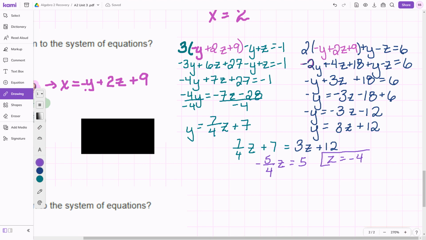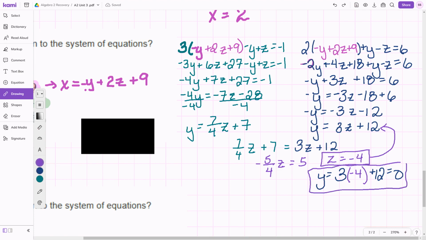There's my first one. Now that I have z equals negative 4, I can actually plug this back into here for y. So y equals 3 times negative 4 plus 12. So for y, I get 0. Okay. So I have my 0 for y. And I have my negative 4 for z.